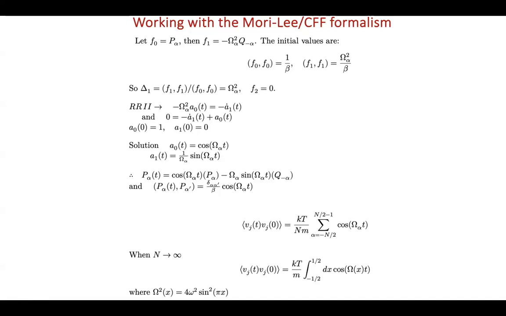And so therefore you can convert this sum, when n goes to infinity, to an integral. And Vj(t), Vj(0) equals kT over m, and this n goes away because you're integrating over n here. That n and this n go away. As n goes to infinity, n plus 1 and n are the same. So all of those are taken care of. And then you get this integral dx of cosine of omega x t, and omega x is your good old dispersion relation.